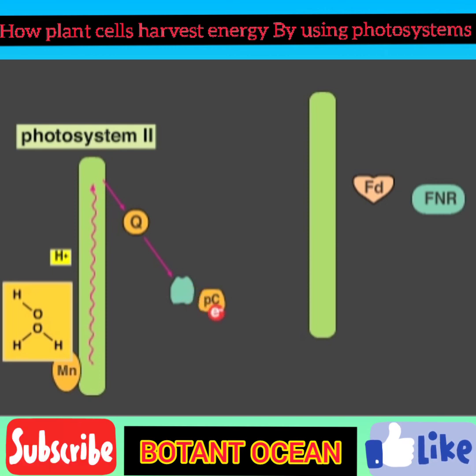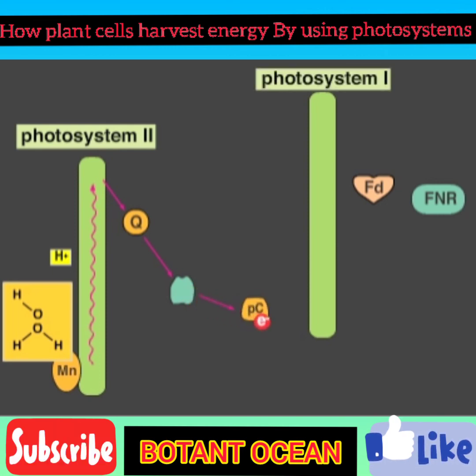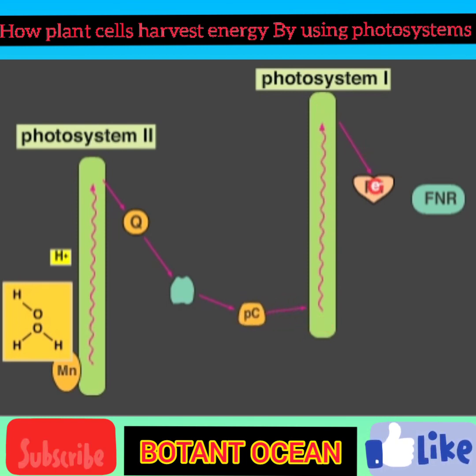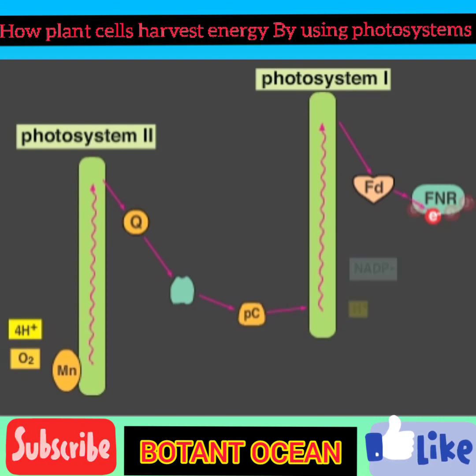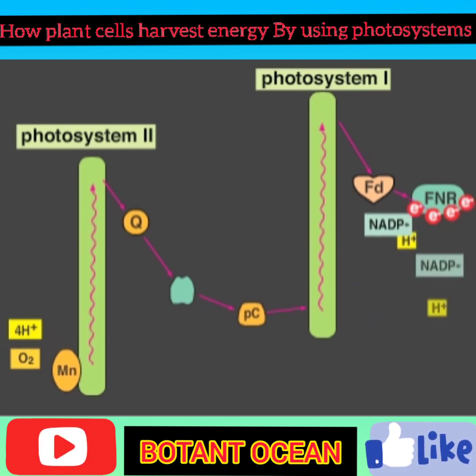To produce another high-energy electron, photosystem 1 must also absorb a photon of light. This second energized electron has an even higher energy level than the first and can pass to ferredoxin NADP reductase. 2 such electrons will produce a molecule of NADPH. For every 2 water molecules split by photosystem 2, 4 electrons are donated to produce NADPH.